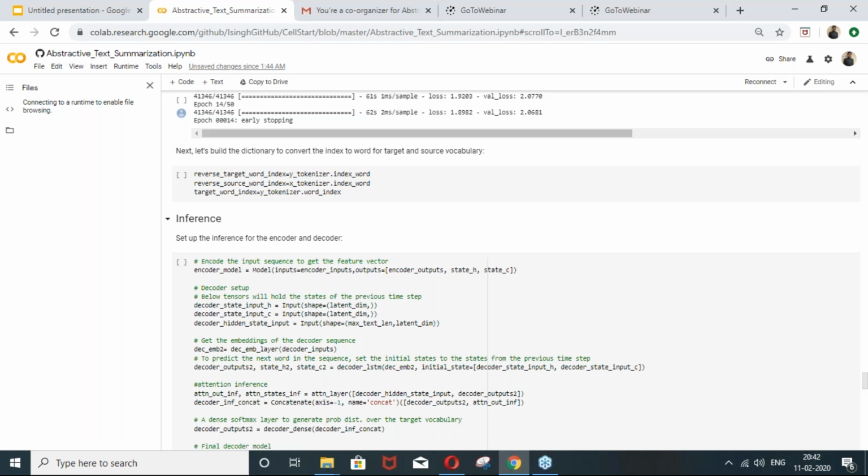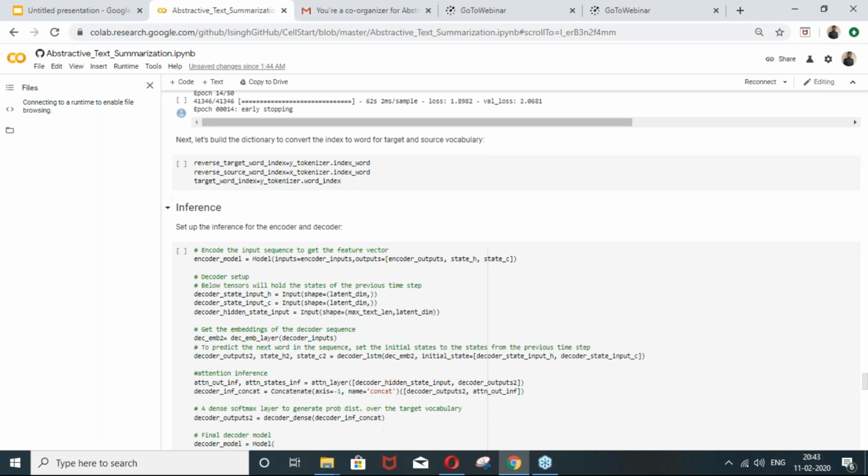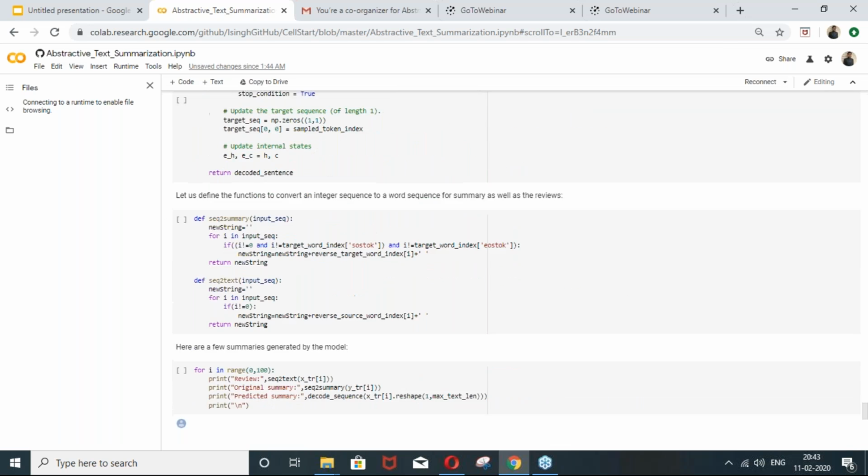Suppose good, yummy, awesome: all these words resemble the same thing, like the user is happy. The main idea is that you have to get the sentiment: whether the reviewer is happy, whether the reviewer is sad, whether the reviewer is moderate. So basically we have to extract the sentiment of the user. That is the main part.